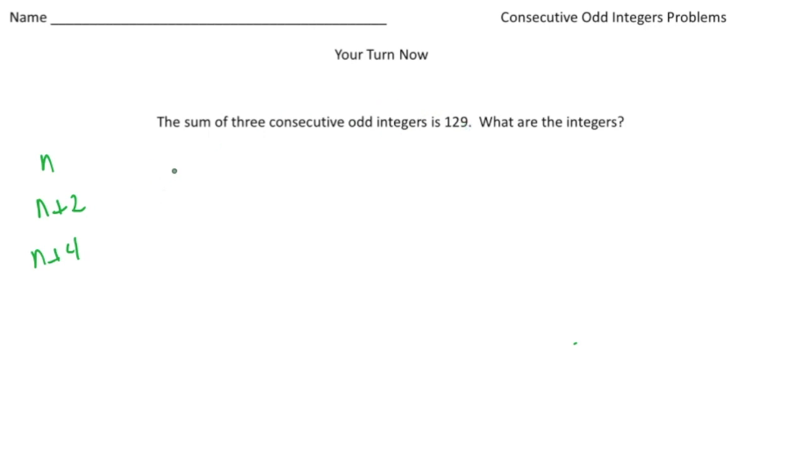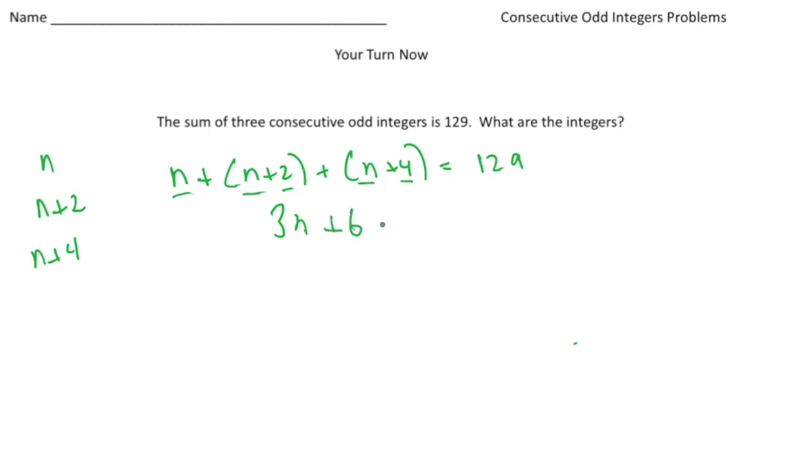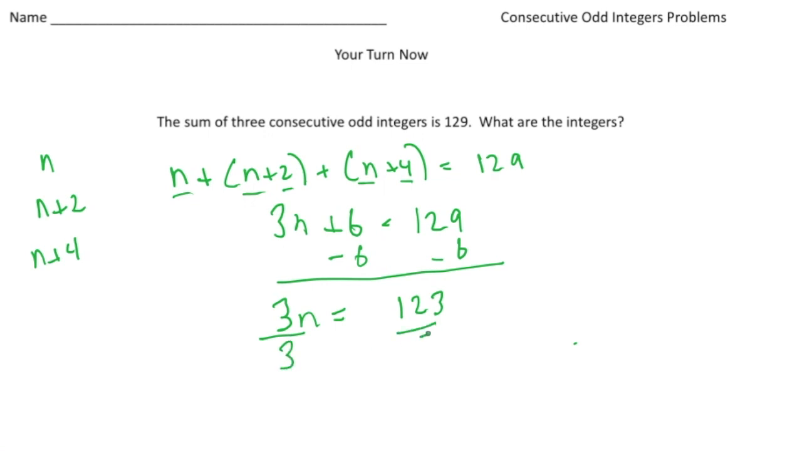So our equation should have been n plus n plus 2 plus n plus 4 equals 129. So now we can simplify and solve, right? So this is going to be n, and n. That should have been 3n. And 2 and 4 will be 6 equals 129. And then I'm going to take away 6 from both sides. And we get 3n equals 123. And then finally I'm going to divide both sides by 3. And we get n equals 41.